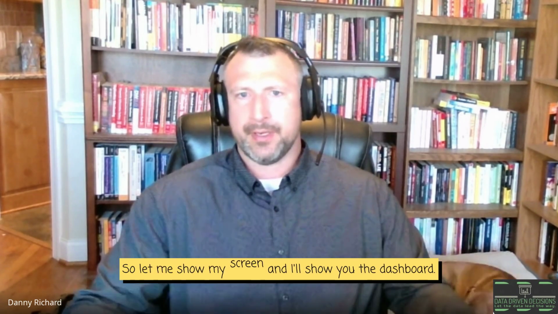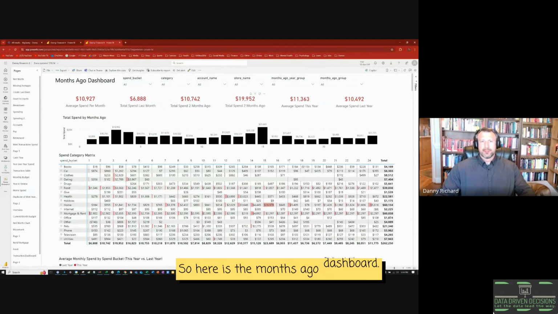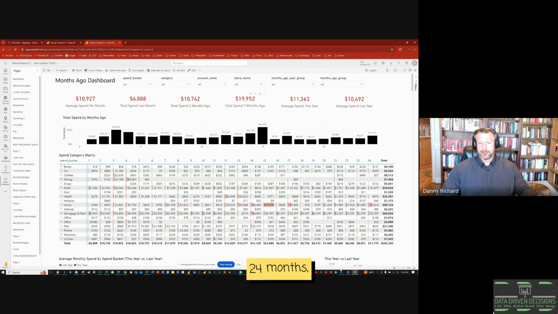So let me show my screen and I'll show you the dashboard. All right, so here is the months ago dashboard. And it's really just honing in on saying, okay, I'm going to split this data into 24 buckets, 24 months. Each bucket is 30 days.